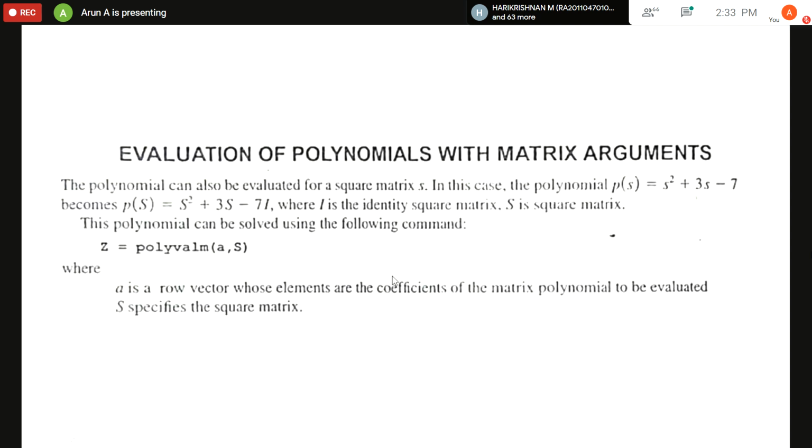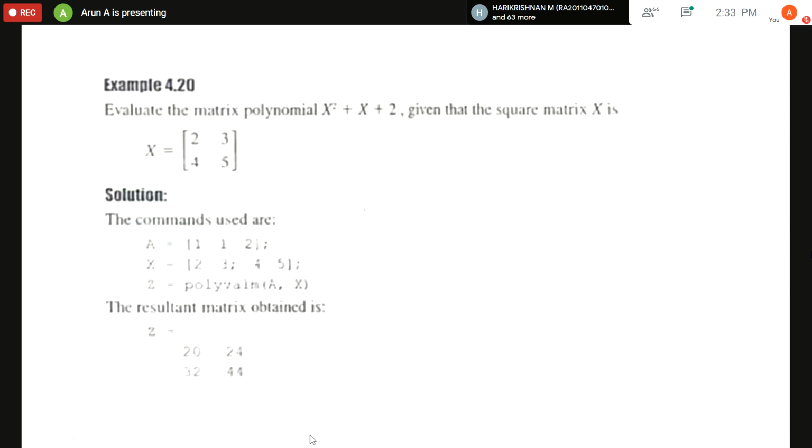Okay, so now we'll see this problem. Just check this. Evaluating the matrix polynomial x square plus x plus 2, given that the square matrix is x is equal to 2, 4. Okay, so what you have to do is evaluate this for A, for X.